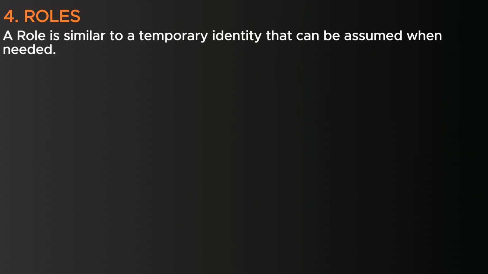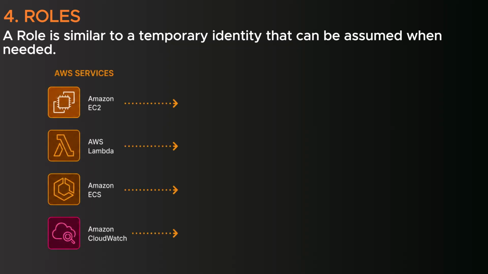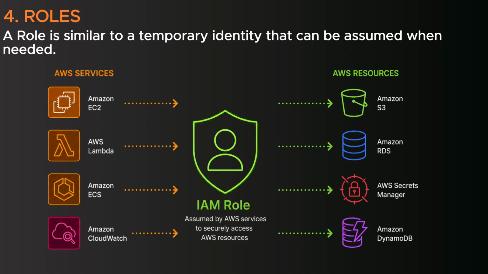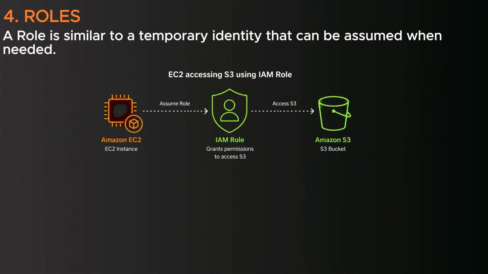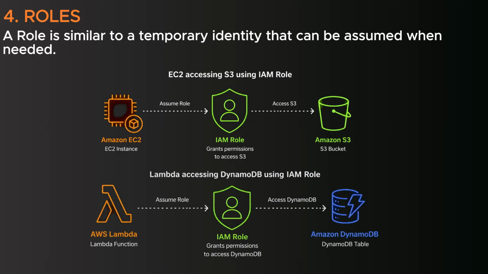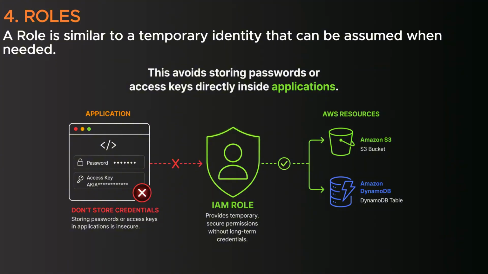And fourth, roles. Roles are one of the most important IAM concepts. A role is similar to a temporary identity that can be assumed when needed. AWS services commonly use roles to access other AWS resources securely. For example, an EC2 server accessing an S3 bucket, or a Lambda function accessing DynamoDB. This avoids storing passwords or access keys directly inside applications.